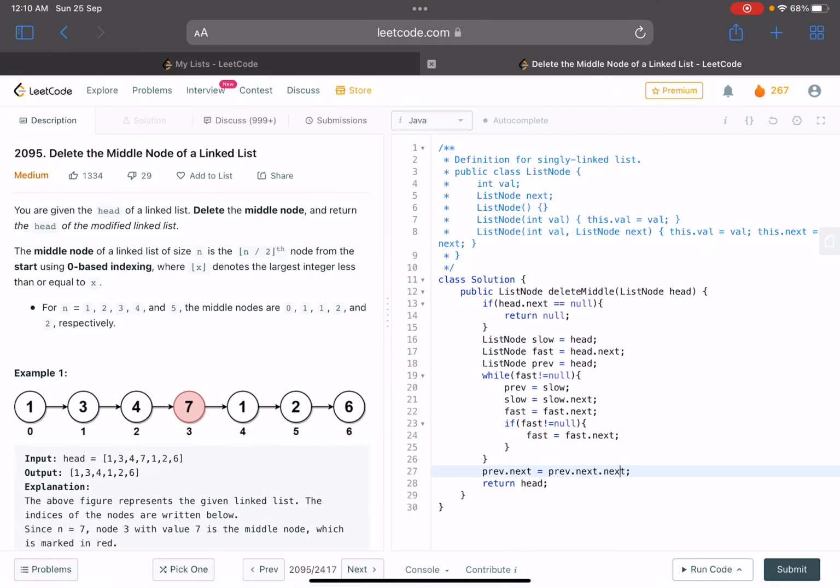Let's directly jump to the code. I hope the explanation was clear. If you still have any queries, do mention them in the comments. So here you can see on line number 13, I've added the edge case that if head.next equals null.